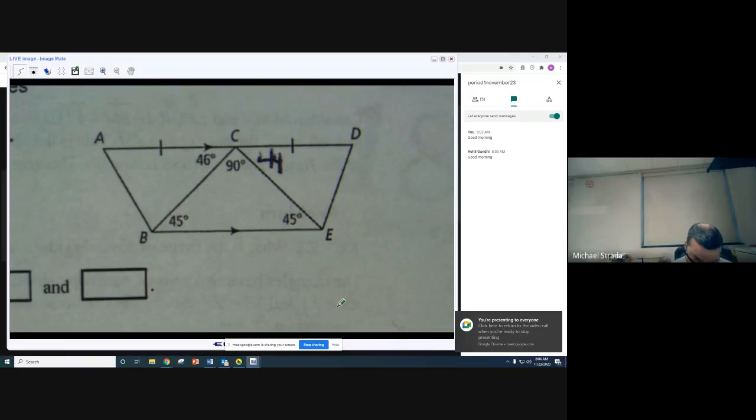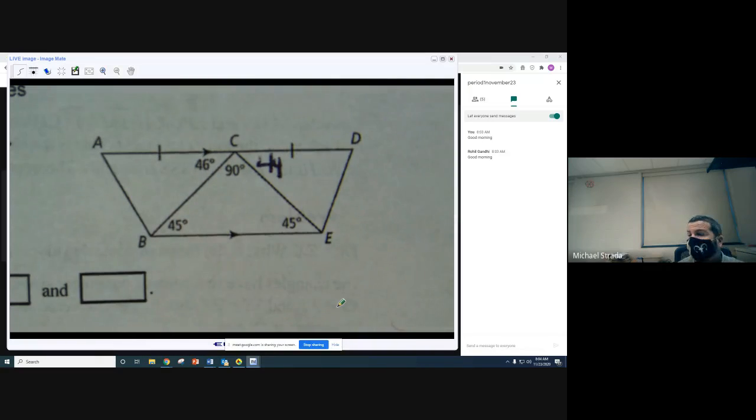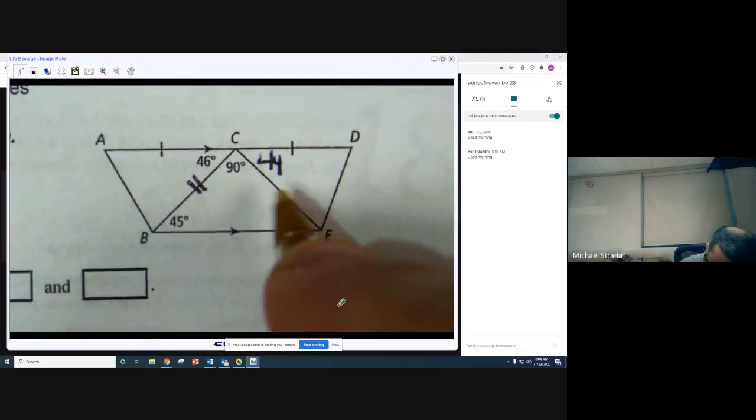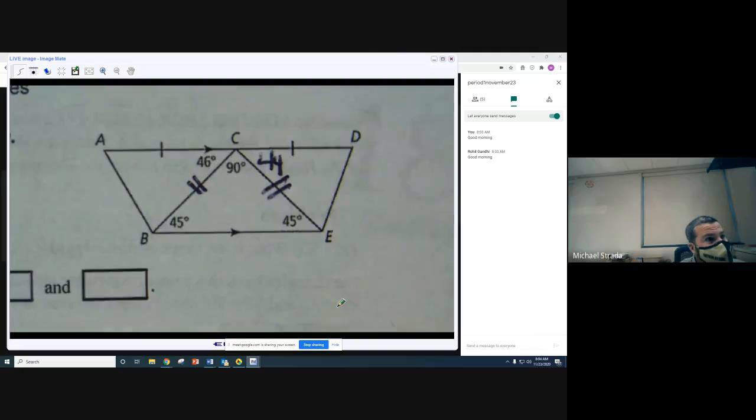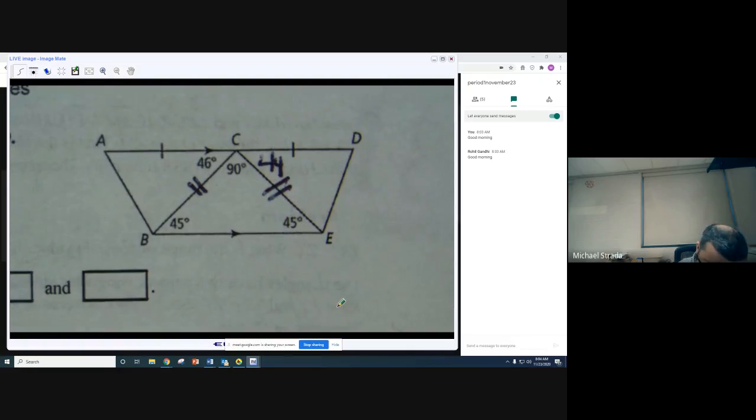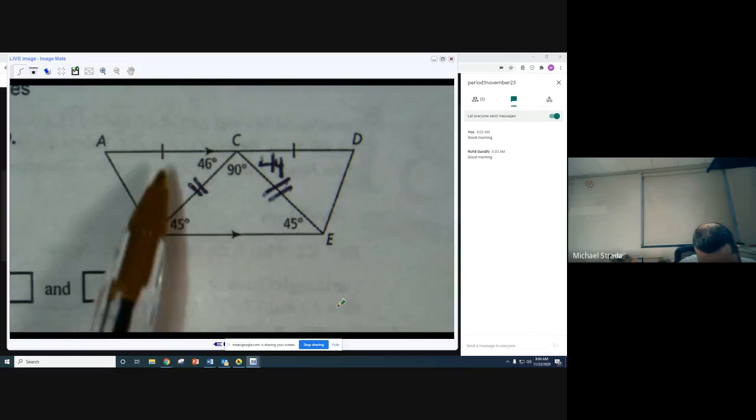is going to be 44 degrees. Pretty good with that? Now we got 90, 45, and 45, which means we have what type of triangle there in the middle? Isosceles. So the legs are congruent. All right. So I got a pair of sides there.